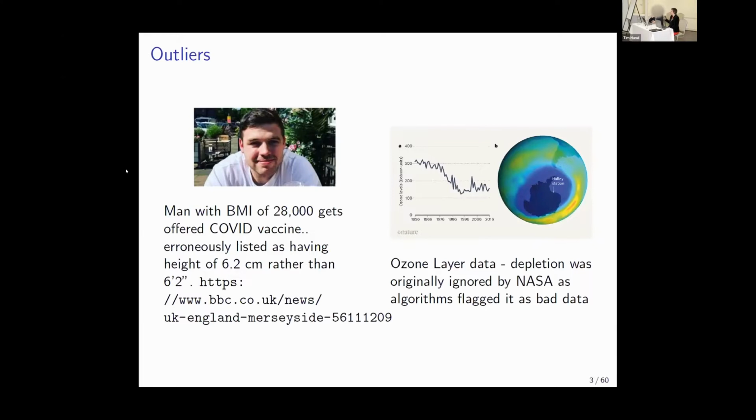Rather more seriously, outlier data is a problem. The ozone layer depletion, the depletion that had been visible for some time, was originally ignored by NASA as its algorithms decided that the sensor was off. There were actually other political problems in NASA as to why there were problems. Nothing actually sinister, just really bad organisation. But yes, this sort of thing is important.